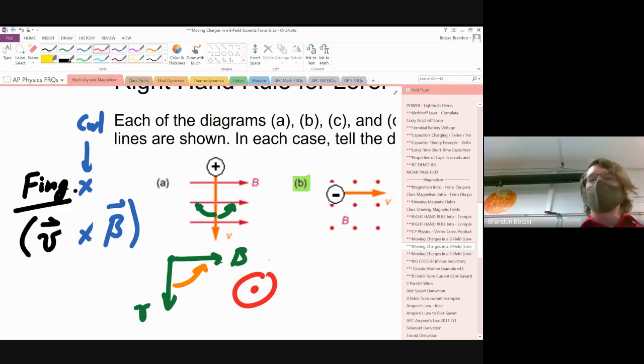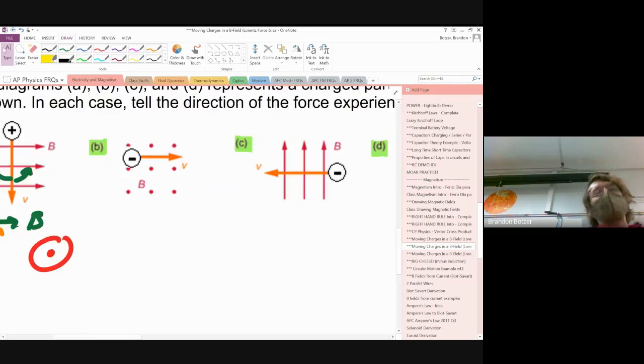Well, I don't know. So let's try again. There's the setup for B. Mikey, can you see that? Just in case, this is a negative charge moving to the right with some velocity with a B field pointing out of the board.